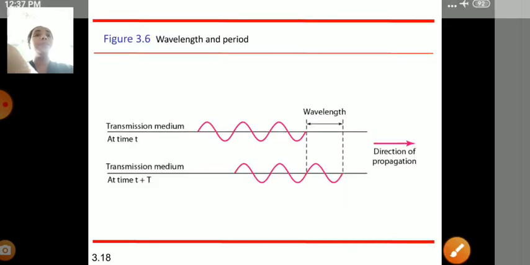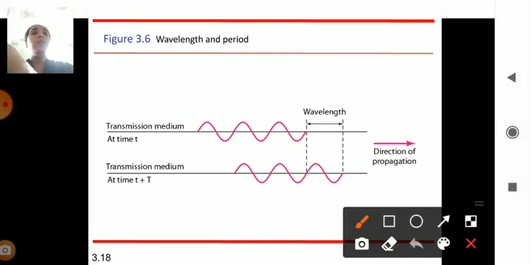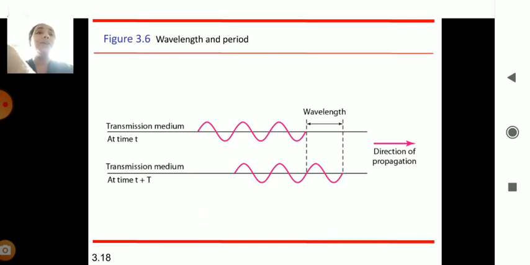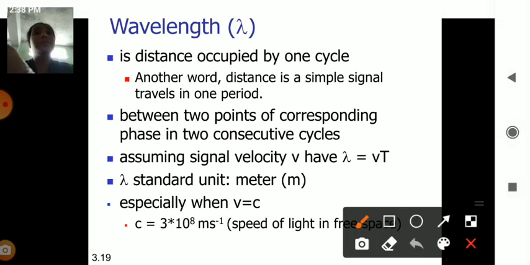So the next aspect is wavelength. In 1 second, how many waves have been generated? In 1 second there may be 10 waves, 20 waves, or 50 waves, whatever it is. The wavelength can be described as the distance occupied by one cycle. One cycle is how many waveforms are generated.